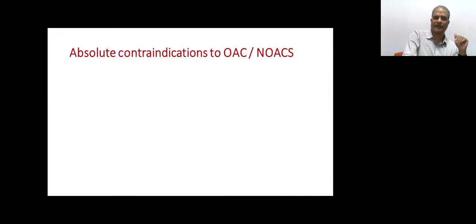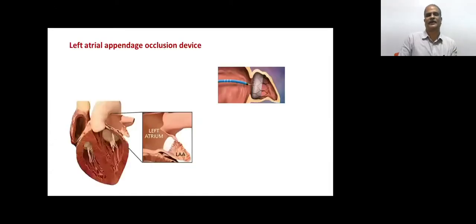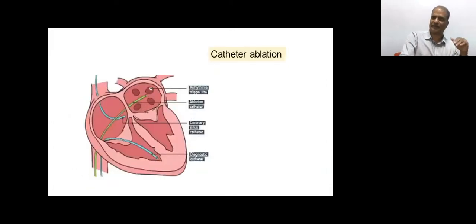Okay, so what about a patient who has an indication, but there is an absolute contraindication for starting both oral and any anticoagulant? So what will you do? Like the patient with the amyloid angiopathy, if they can afford, you can ask them to go for a left atrial appendage occlusion device, like a Watchman device. There are newer devices now. Or you can ask them to go for a cardiac catheter ablation. Okay, so these are the things you can do. Other patients also, you can advise this. But if there is an absolute contraindication, you can.